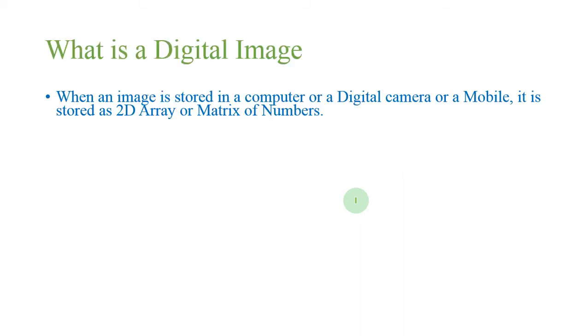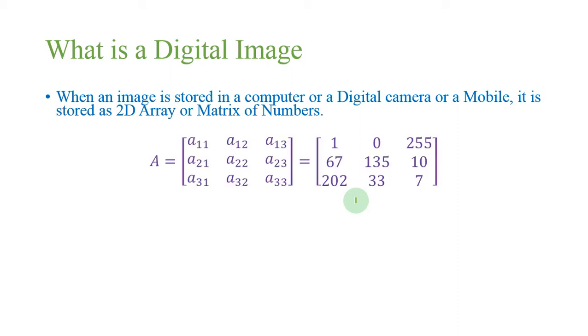What is a digital image? When any image is stored in a computer or a digital camera or a mobile, it is stored as a 2D array or matrix of numbers. So here is the matrix named A.